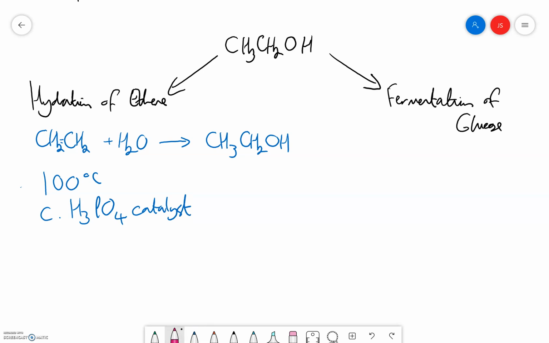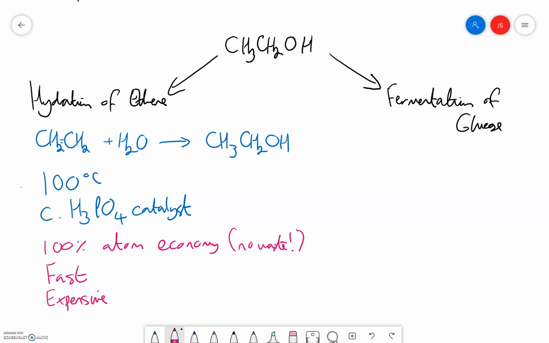Interesting points about this, so I'll do this at the bottom here. You'll notice that there's only one product, so it's 100% atom economy, so very well, no waste. It is a very fast reaction, but unfortunately it's also very expensive, because the ethene comes from crude oil, or actually it's made by the catalytic cracking of crude oil fractions. So it's a finite resource.